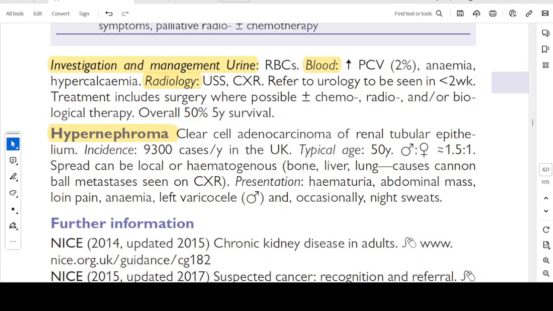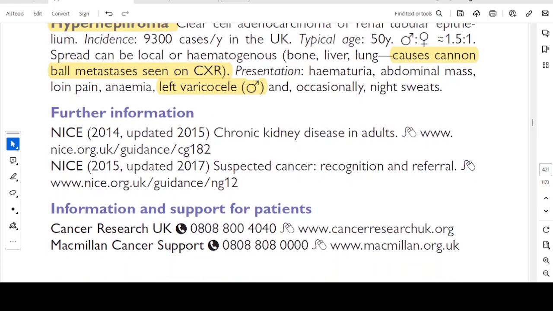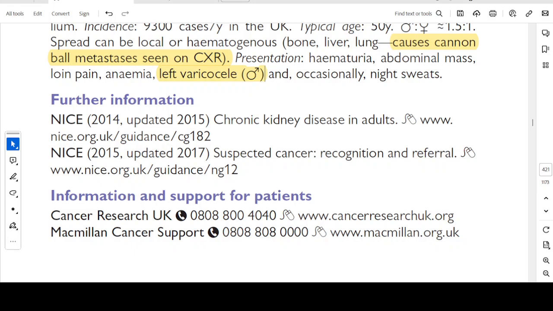Spread can be local or hematogenous. Bone, liver, lung causes cannonball metastasis on chest X-ray. So cannonball metastasis is caused by hypernephroma, or clear cell adenocarcinoma. Presentation: hematuria, abdominal mass, loin pain, anemia, left varicocele in males, and occasionally night sweats. Why particularly left varicocele? Because there is a connection in venous drainage of the left kidney and the left testis.